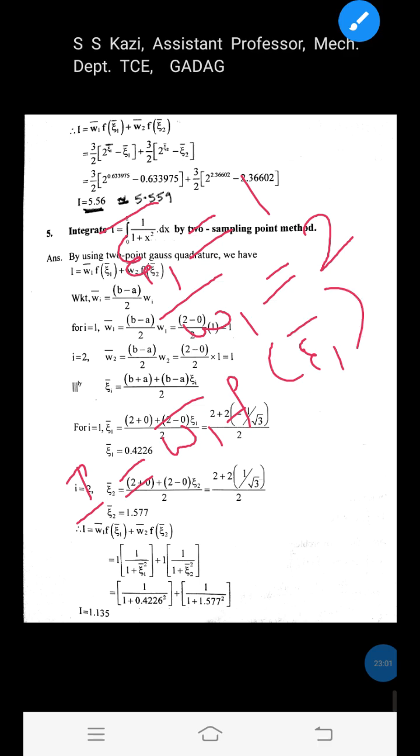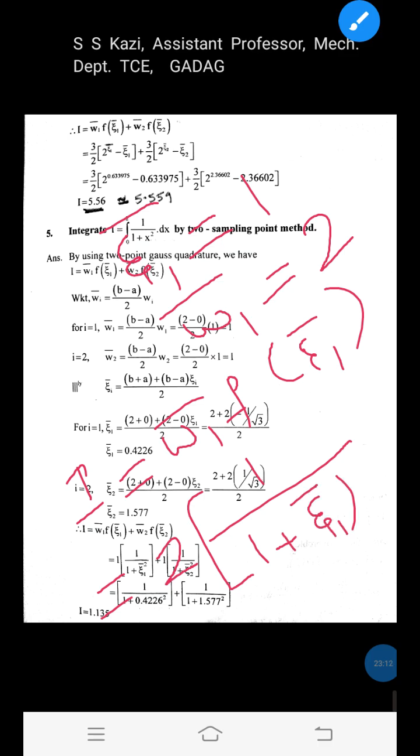Now we substitute into the given integral: I is equal to w1 bar into f of zeta 1 bar, then w1 bar is 2 into bracket f of zeta 1 bar, which can be written as 1 divided by 1 plus zeta 1 bar square.